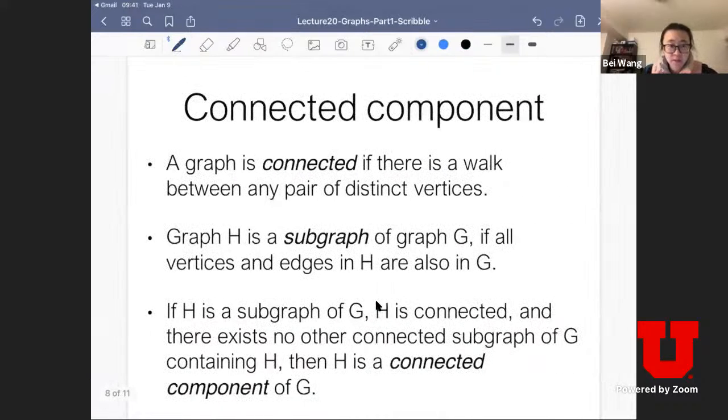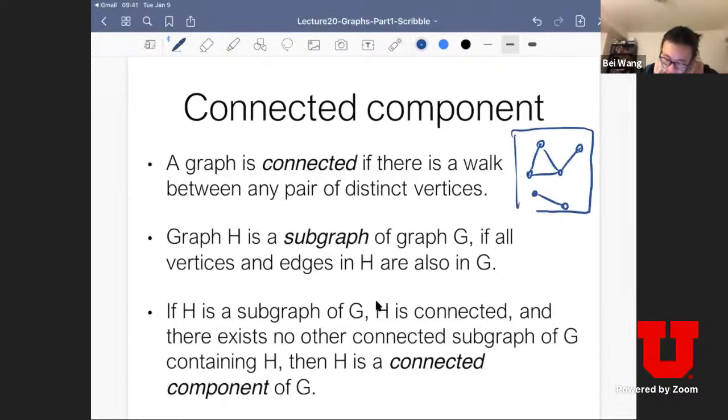And then there's a concept of connected component. A graph is connected if there's a walk between any pair of distinct vertices. So for example, this is a connected graph where for any vertex, I can reach any other vertex. However, this whole thing is not a connected graph because I cannot go from vertex A to vertex B, because there's no walk since they're not connected.